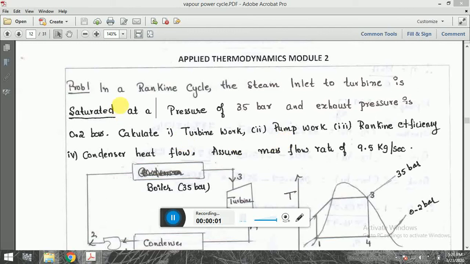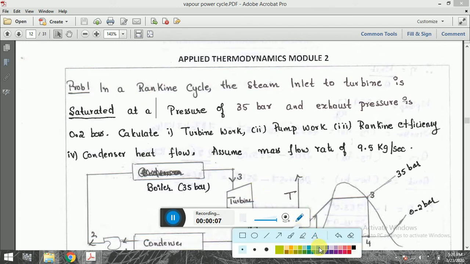Hi everyone, now we are going to solve a basic problem on a Rankine cycle. We can read the question on the screen. In a Rankine cycle, the steam inlet to the turbine is saturated. It's a very important point, take note of this: saturated at a pressure of 35 bar. So the pressure here is 35 bar.